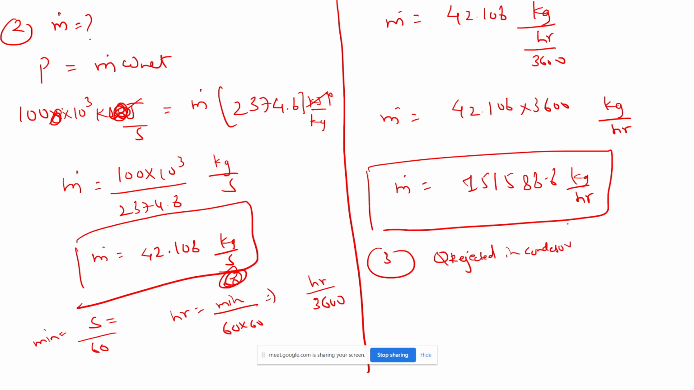So what is the value of heat rejected in the heat transfer in the condenser? Mass flow rate into H4 minus H5. Why are we multiplying with mass flow rate? Because they have asked for the answer in terms of megawatt. So mass flow rate into H4 minus H5. The mass flow rate we will take in kg per second.